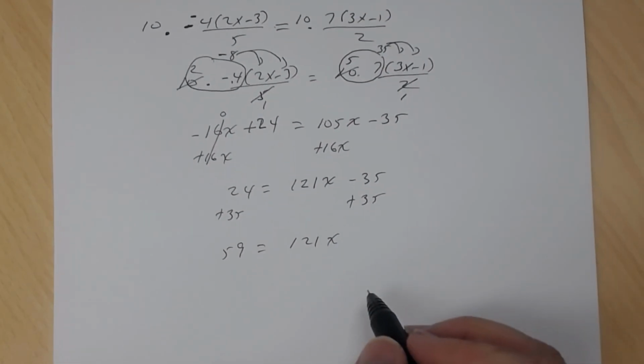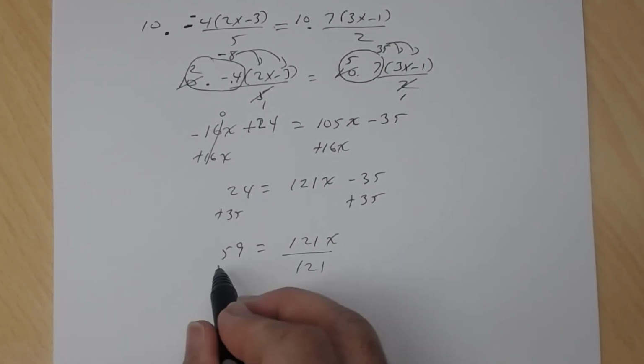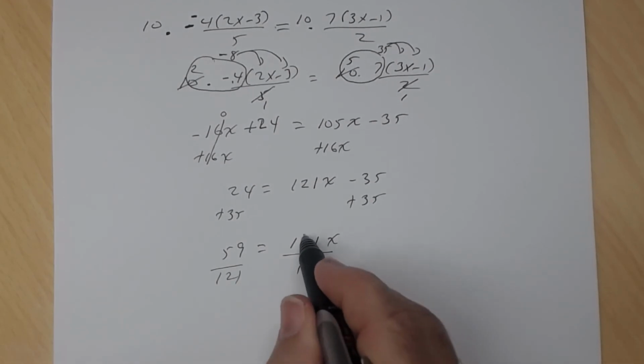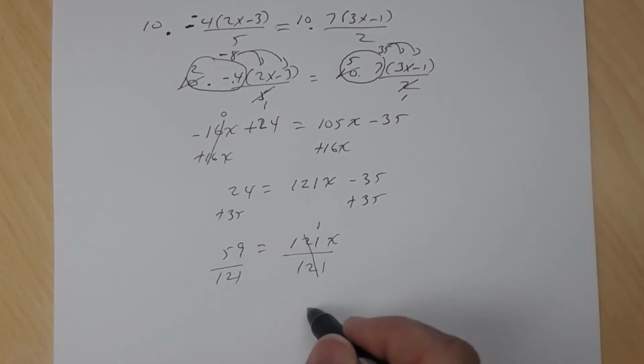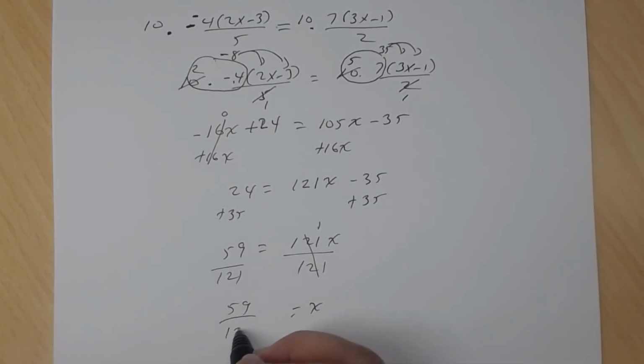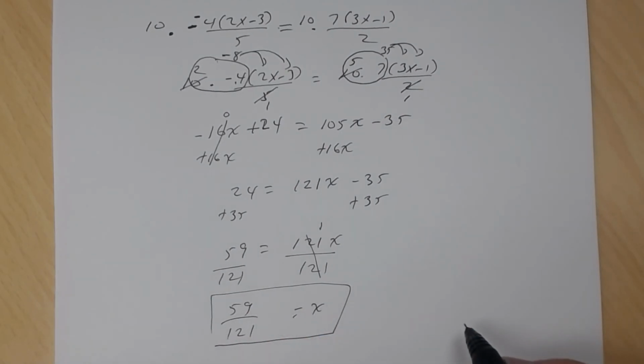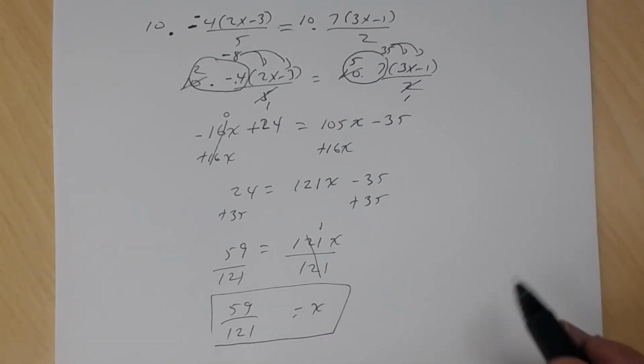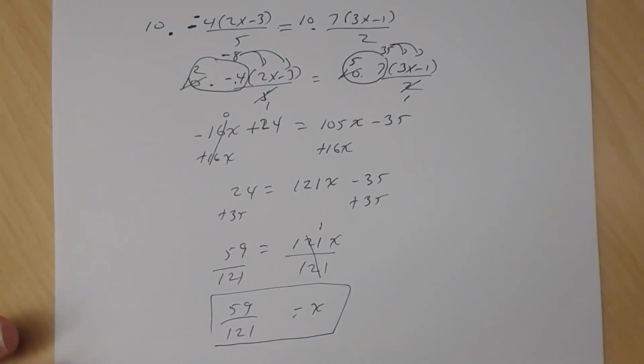And then finally, I'm going to divide both sides by 121. And so 121 divided by 121 is 1. 1 times x is x. And then I'm going to get 59 divided by 121. And then you cannot reduce this, so there's your solution. Okay? All right, so that's how you're going to deal with fractions.